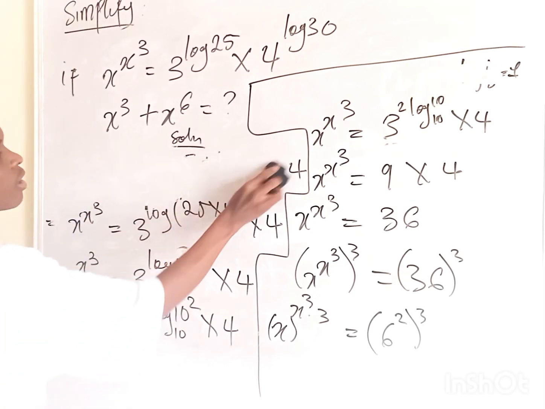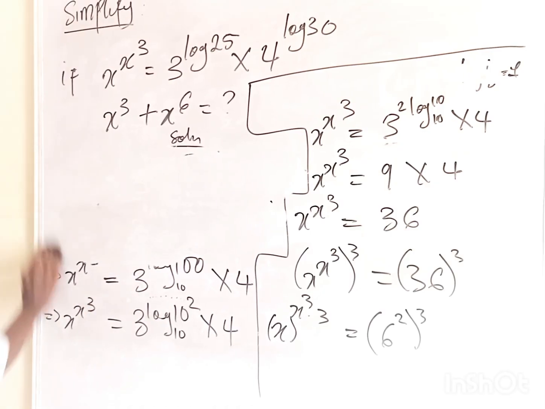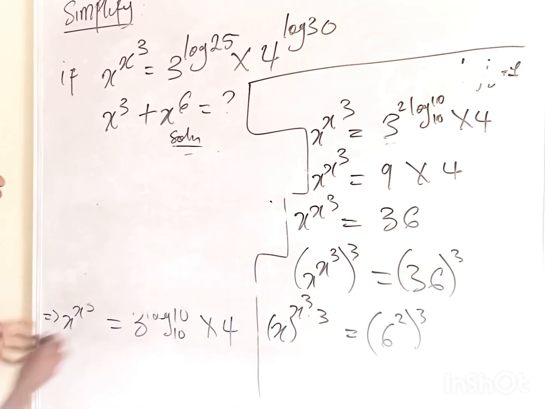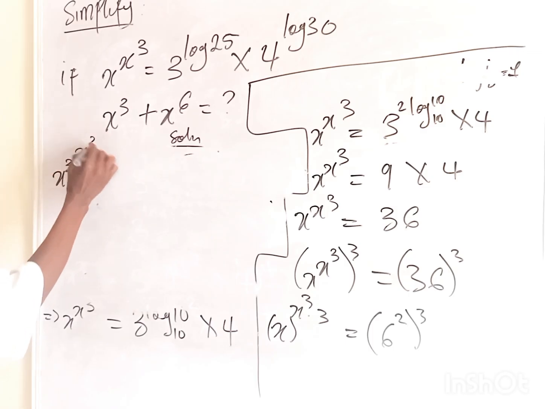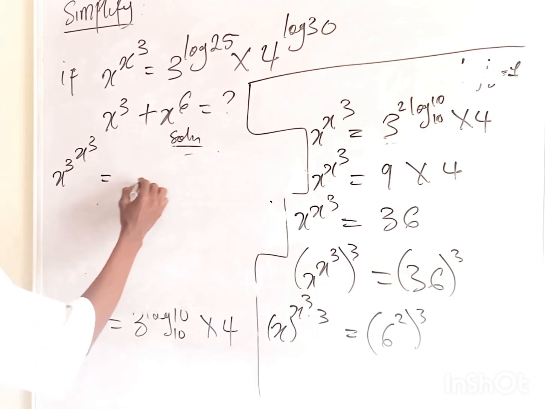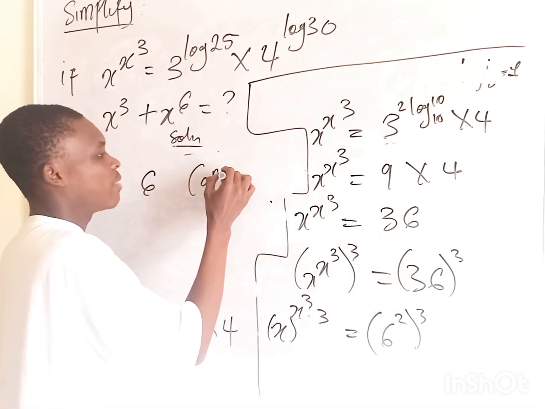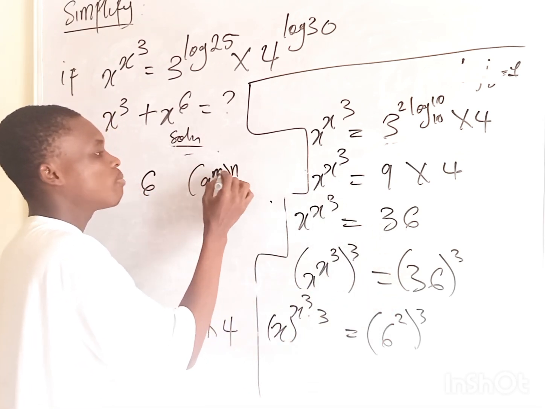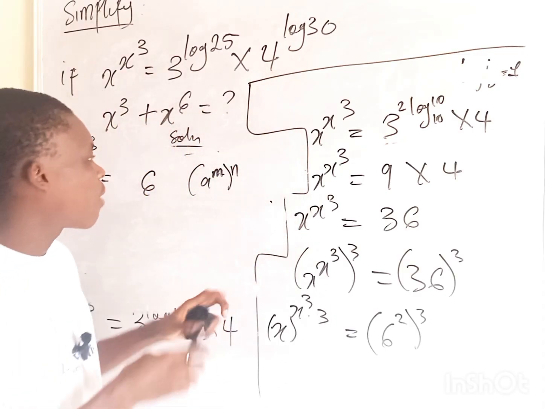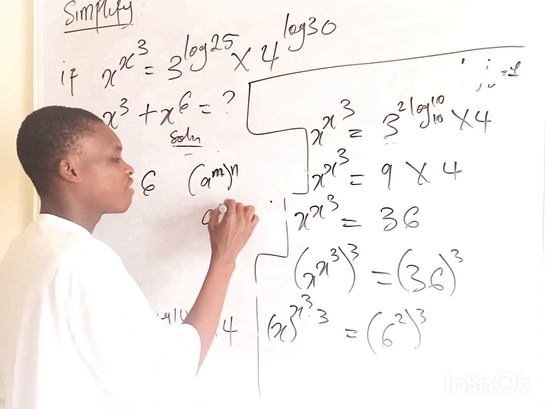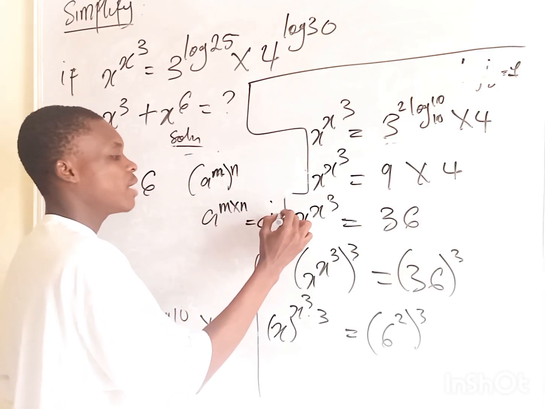So from here, clearly what can we see? We know that this becomes x to the cube equals 6. Now from here, we know that if we have a to power m, all to power n, the two powers will multiply. Factors in bracket raised to a certain power, then raised to another power, the two powers will multiply for final result. So m times n gives us what? A raised to power of mn.